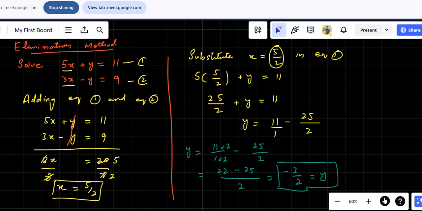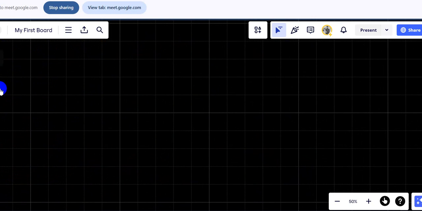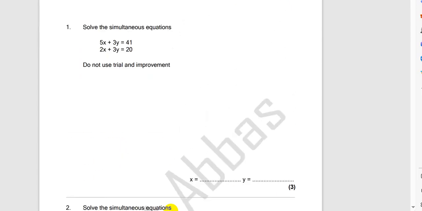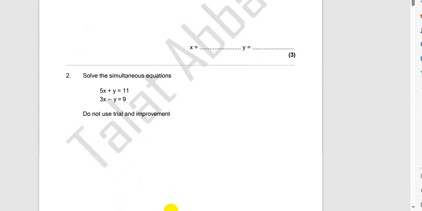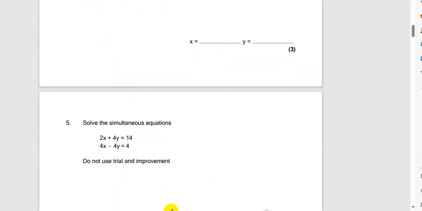It was very straightforward. So now I'm going to take a different example in which we will have different coefficients. That question will be a bit different from this. So moving on to the next slide, we will use the same method, the elimination method. Let me take a different question.